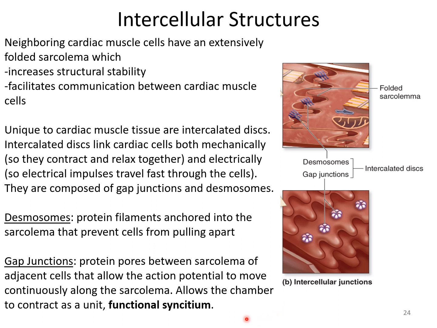Okay, so the gap junctions allow what's called functional syncytium, that allows the chamber to contract as a unit, because each heart chamber is made up of a bunch of different cells. We can't have all of those cells contracting at a different time. We need the chamber to contract as one functional unit. That's functional syncytium. And the gap junctions allow that to happen because the electrical impulse can travel throughout the cells of that chamber very rapidly.